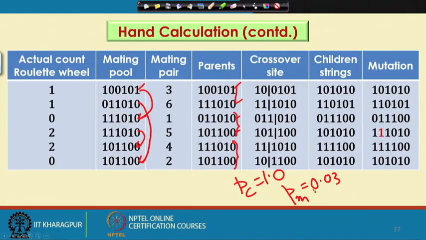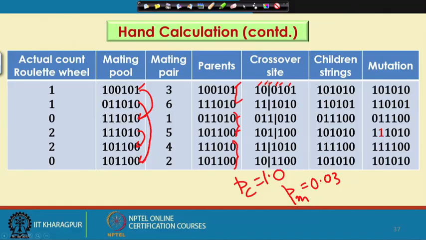Now, let me concentrate on the crossover, and here we are going to consider the single point crossover. Each string has 6 bits, which means there will be 5 places for crossover: 1, 2, 3, 4, 5. Out of these 5 sites, any one will be selected at random using the random number generator. Supposing that this particular site is selected as the crossover site.